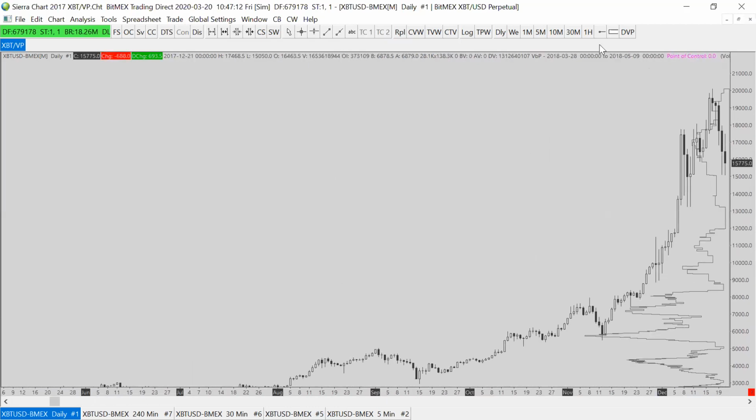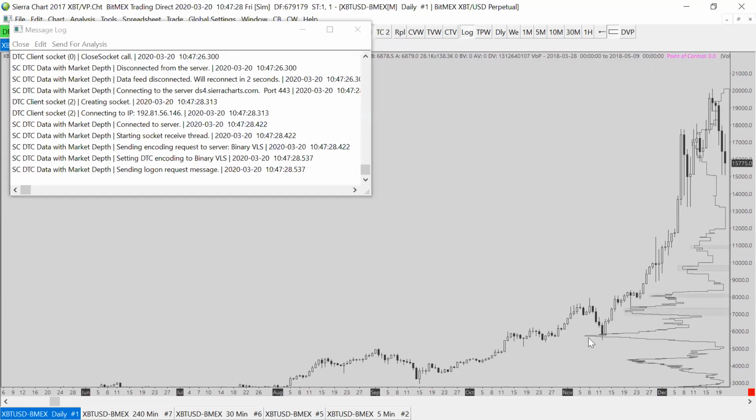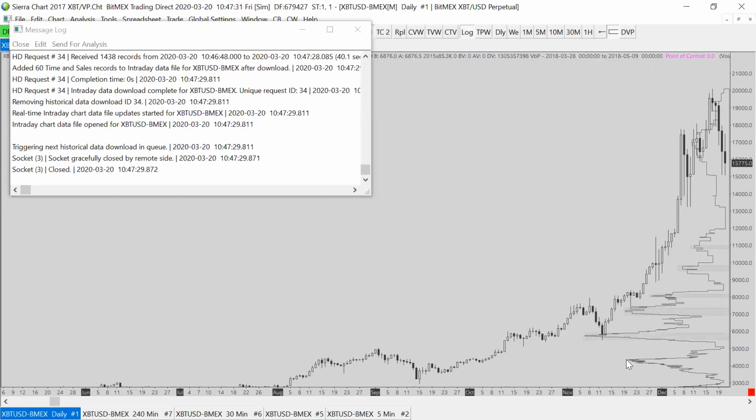If I just mark out all of the high volume nodes on this run up, there's one there, there, one in there, in there, in here, down in here.